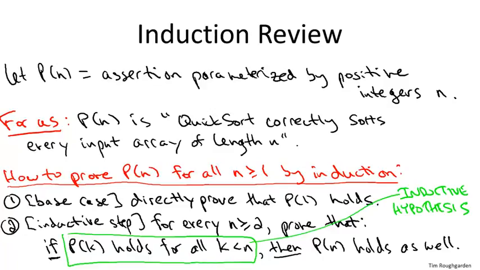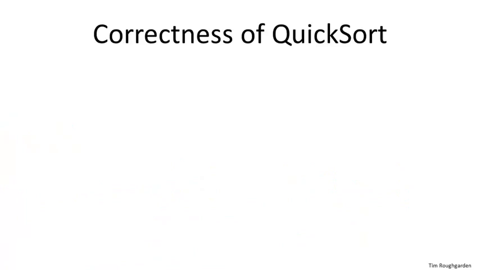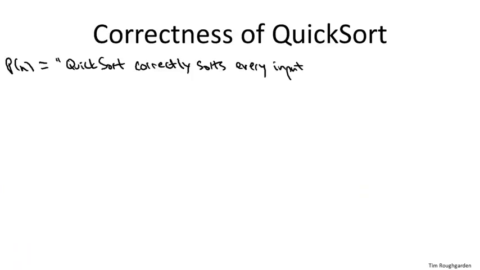Now let's instantiate this proof format for establishing the correctness of quicksort. So let me write again what is the assertion we care about. Our definition of P of n is going to be that quicksort is always correct on arrays of length n. And of course, what we want to prove is that quicksort is correct no matter what size array that you give it. That is, we want to prove that P of n holds for every single n at least 1. So this is right in the wheelhouse of proofs by induction. Okay? So that's how we're going to establish it.